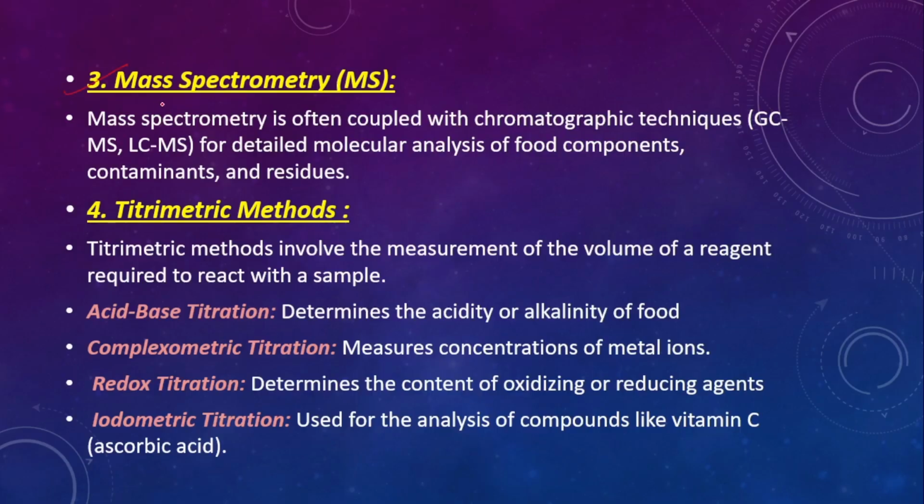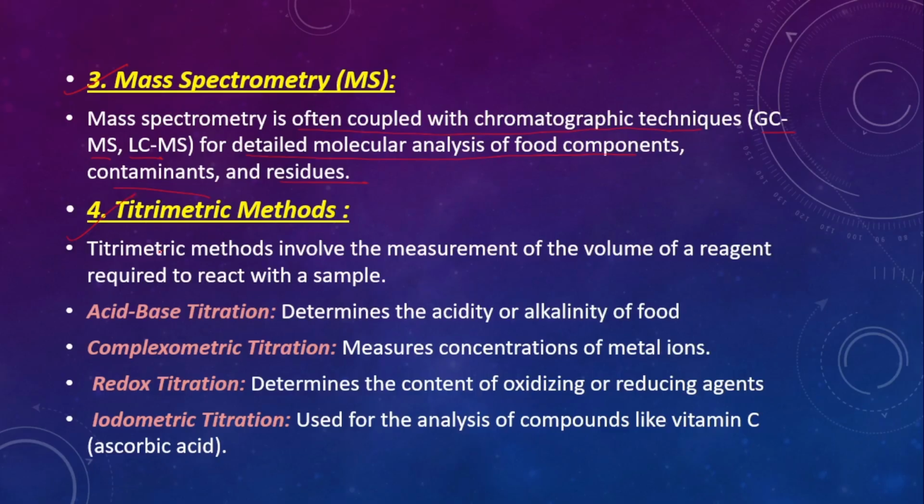Now coming to mass spectrometry. Mass spectrometry is often coupled with chromatographic techniques, that is gas chromatography with mass spectrometry and liquid chromatography with mass spectrometry, for detailed molecular analysis of food components, contaminants and residues. It is used for the identification of volatile and semi-volatile compounds like flavor and aroma compounds.